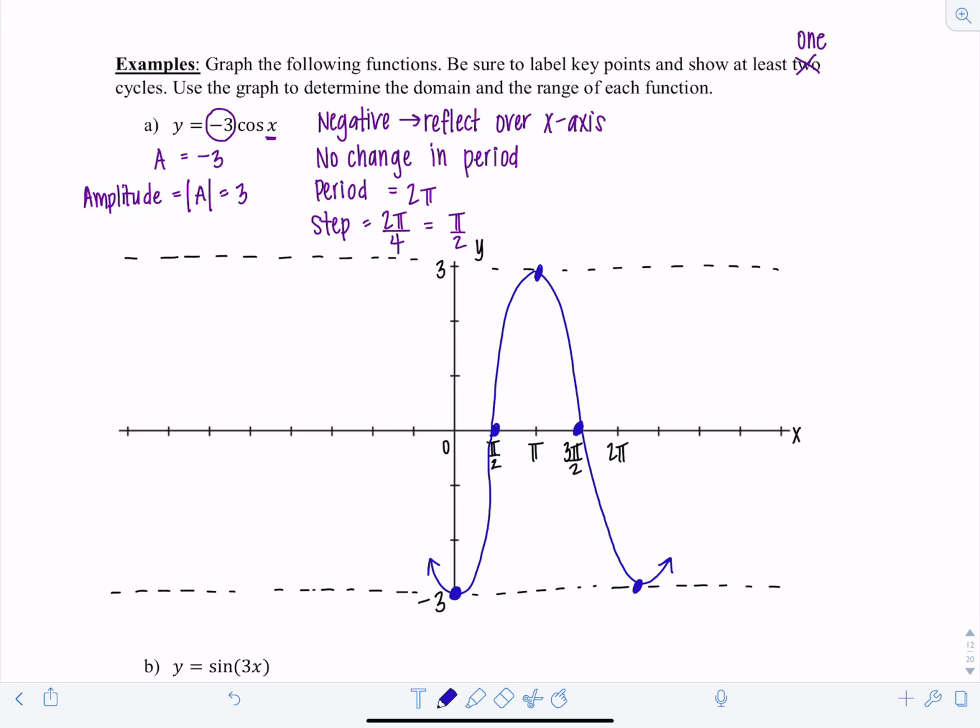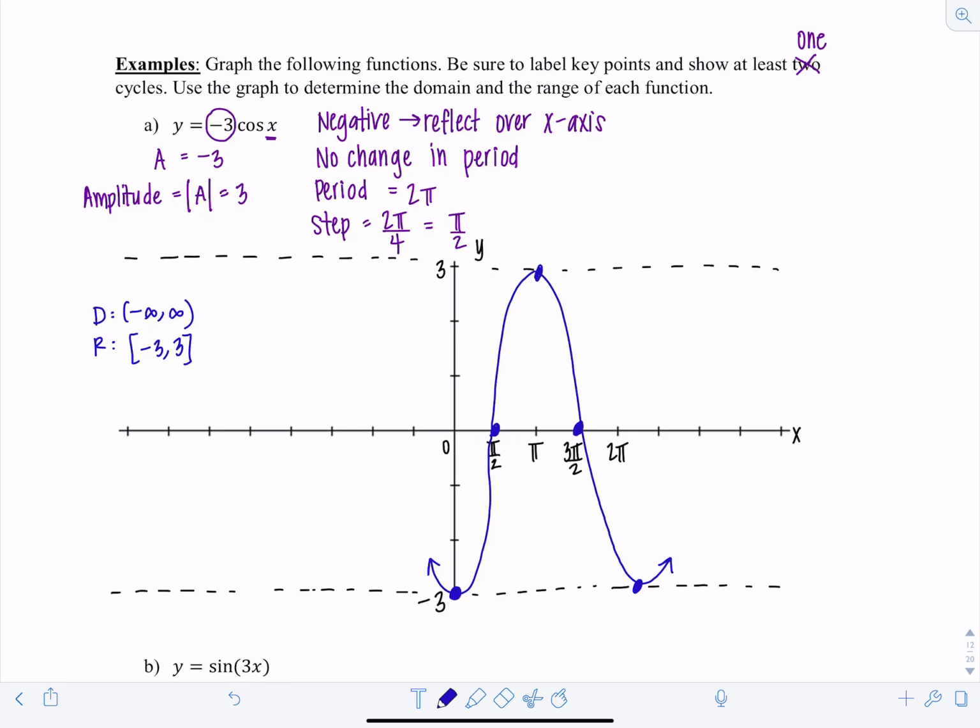The domain and range. So let's look at the graph, determine the domain. Well, it's going to extend forever to the left, forever to the right. So the domain's all real numbers. That's always going to be the case. And then the range, look here, what it's bounded between. So it's going to be between -3 and 3 inclusive, right?